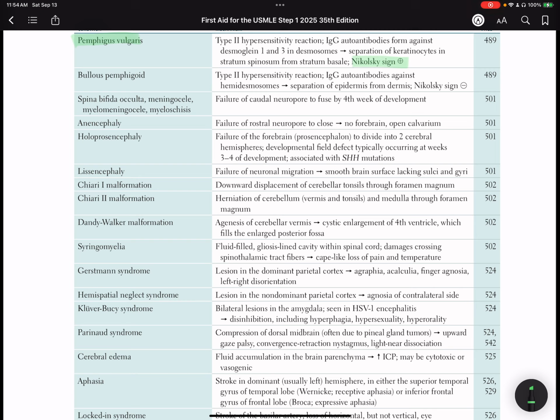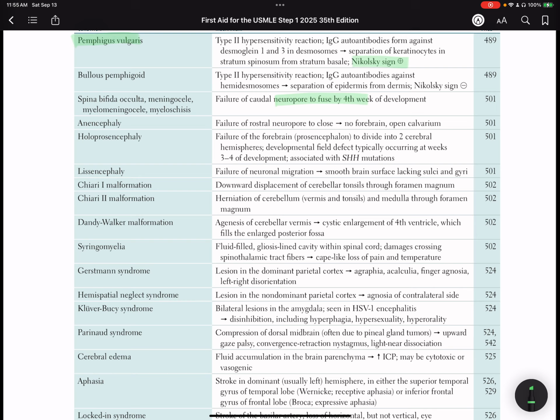Next condition is spina bifida occulta, meningocele, myelomeningocele, myeloschisis. So there are four conditions: spina bifida occulta, meningocele, myelomeningocele, myeloschisis. These four conditions cause failure of caudal neuropore to fuse by fourth week of development. Failure of caudal neuropore to fuse by week 4 of development.